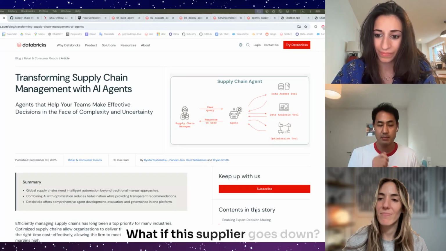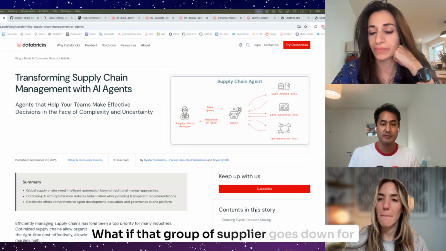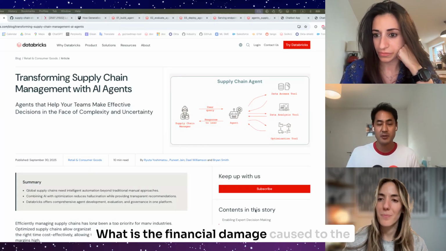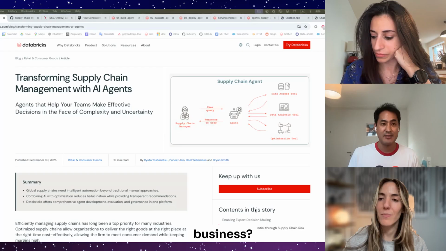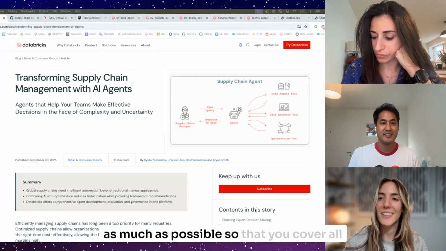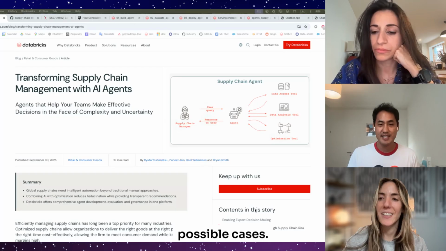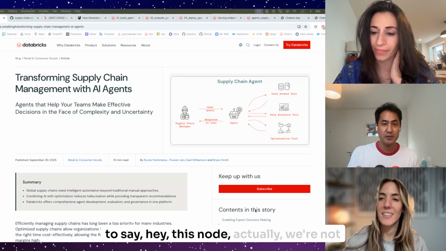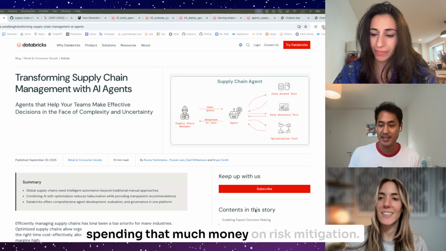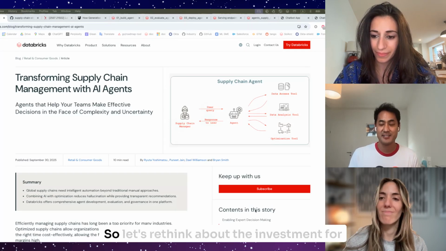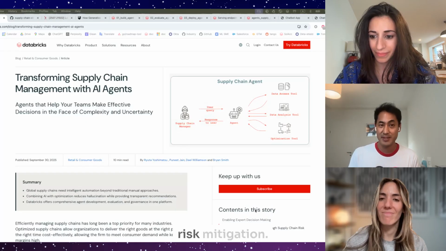What if this supplier goes down? What if that group of suppliers goes down for a certain amount of time? What is the financial damage caused to the business? The idea is to run these simulations as much as possible so that you cover all possible cases. Once you see all the results, you're able to say, hey, for this node we're not spending that much money on risk mitigation, but once it fails, it's going to cause a lot of damage. So let's rethink the investment for risk mitigation.